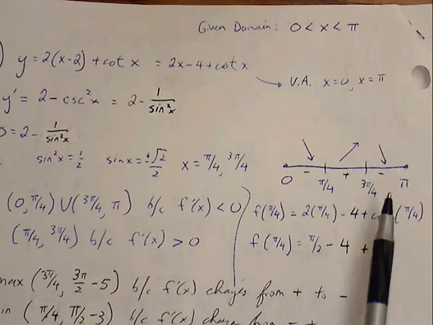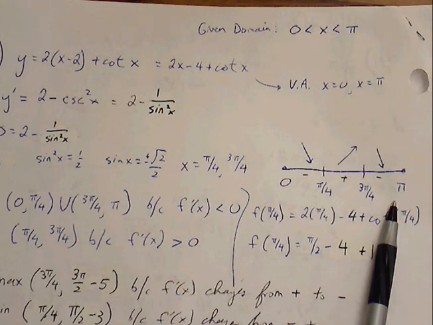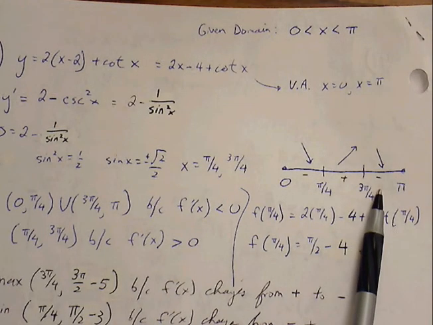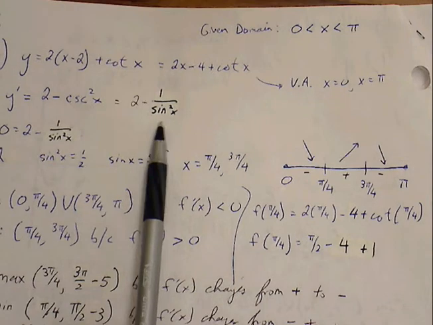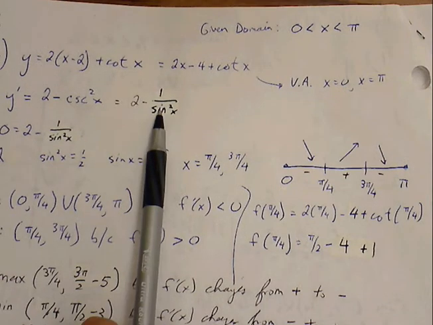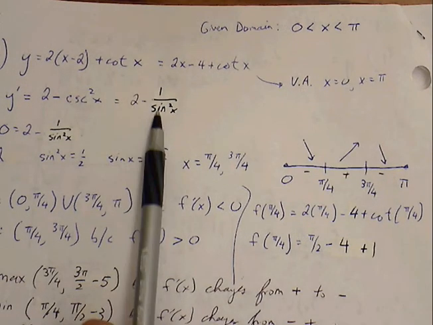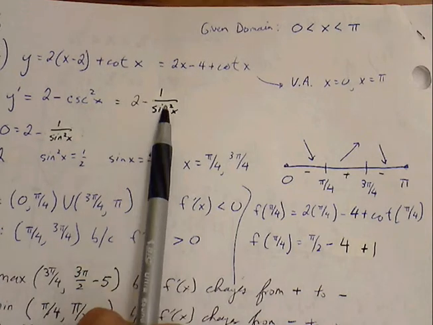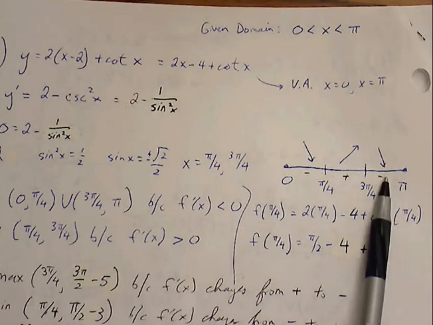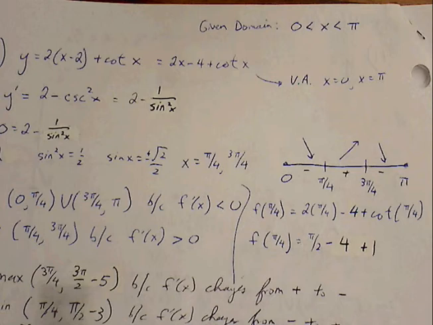Here I can choose a value between 3 pi over 4 and pi. I can choose 5 pi over 6. Right? 5 pi over 6 will give me the same result. I'm going to get 1/4. 2 minus reciprocal 1/4 is 4, so 2 minus 4 is negative 2. So again, negative slope there.